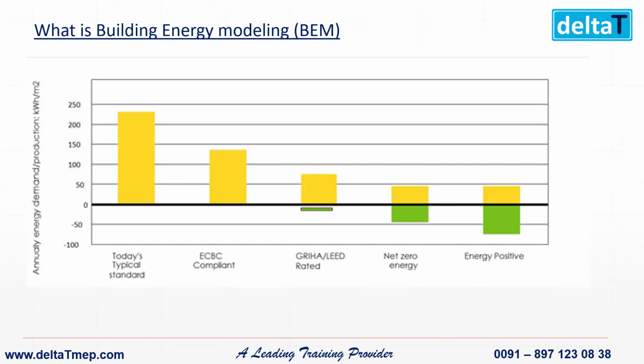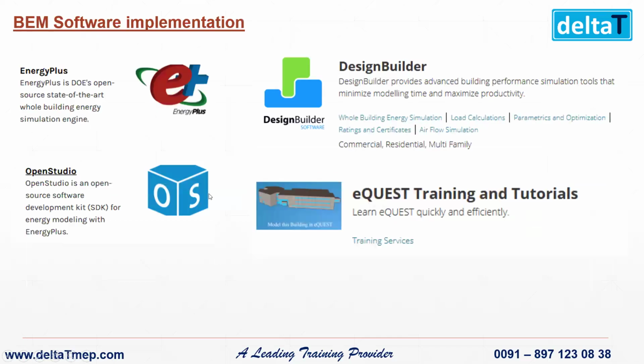By having wind towers or something like that, imagine if I am producing 30 kilowatts from the wind towers, I might use only 20 kilowatts. So 10 kilowatts I am giving to the government itself. That is LEED rated. Then we have net zero energy: how much I am giving, that much I am taking. Energy positive means I am giving more and consuming less. So these are the softwares we actually use.